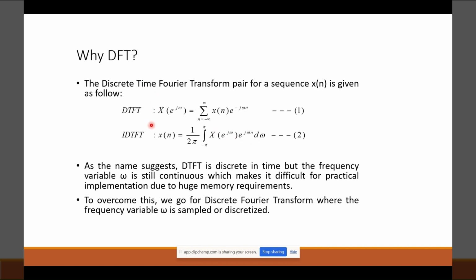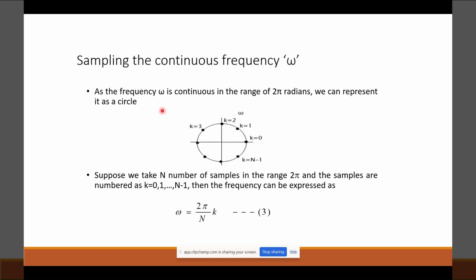The formula for this is X of e power j omega equals the sum from minus infinity to infinity of x of n e power minus j omega n. For every forward representation, an inverse representation is also possible. So, what is omega? The frequency omega is continuous in the range of 2 pi radians. We always know it starts from 0, and a single rotation is 360 degrees, so 2 pi radians. So, n is the number of samples in the range of 2 pi, and k helps in representing the samples. For example, from k equals 0 to n minus 1, samples are there in the frequency domain. So, while representing 2 pi by n into k times, we represent it like this.